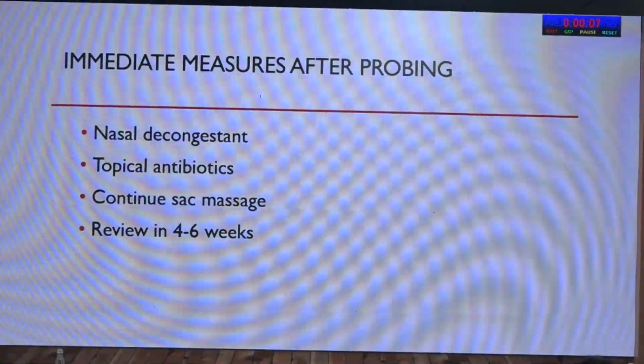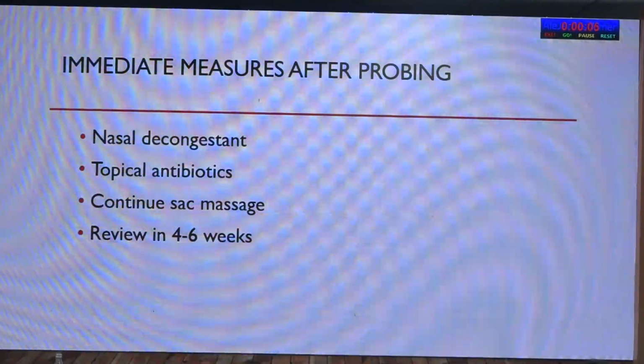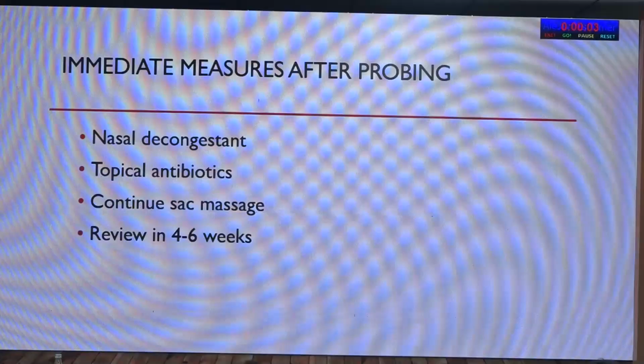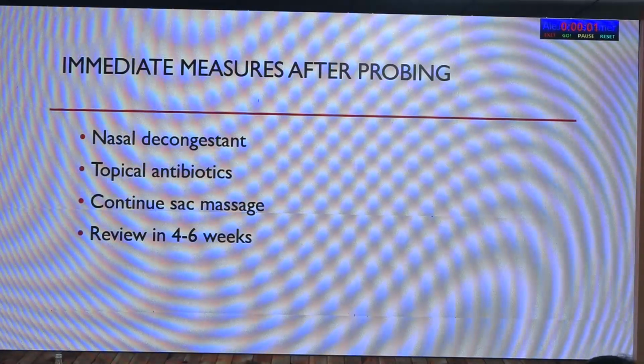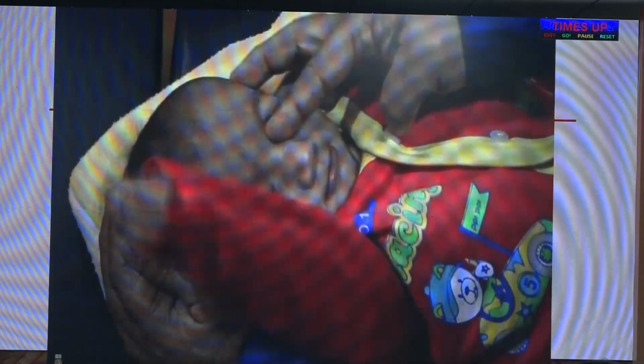Immediate measures after probing are nasal decongestant, topical antibiotic, and continued massage for another 4 to 6 months. Then review after 4 months. Those are the techniques. Here I will show the proper technique.